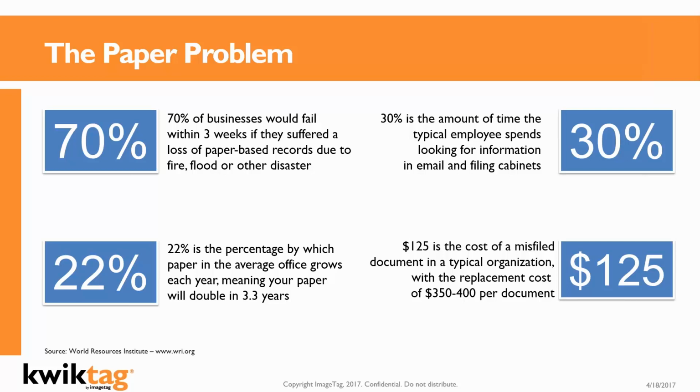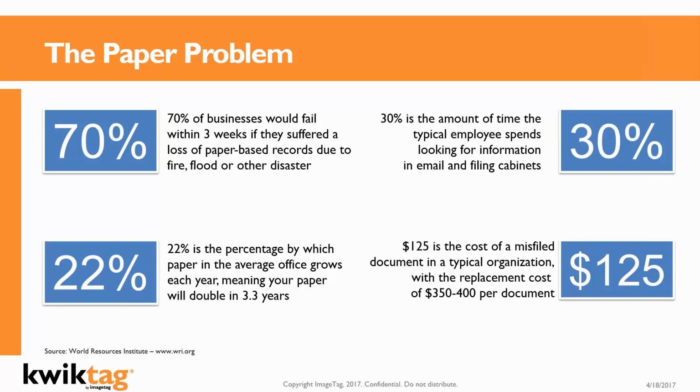The problem is only going to continue to grow, and we know that because 22%, the number that you're looking at on the lower left-hand part of the screen, is the rate by which paper is growing in the average office every year. So if you're an average size business, the amount of paper in your organization is going to double in 3.3 years. If you're a larger organization, it's going to take even less time to reach that. So imagine the situation today and how that's only going to increase over time as we continue to watch the paper piles mount and grow.